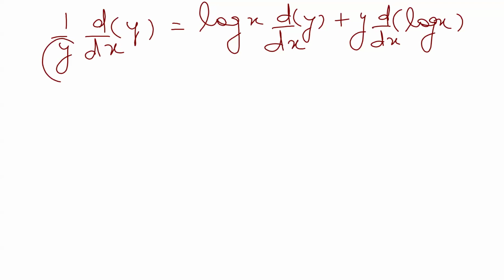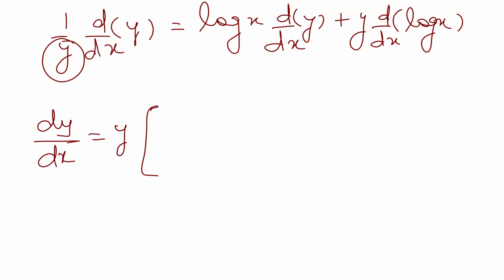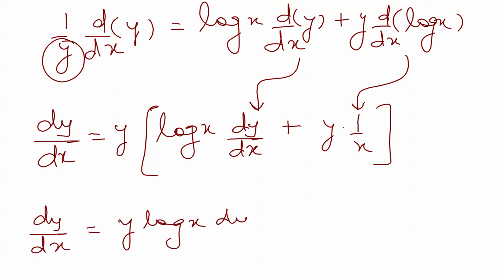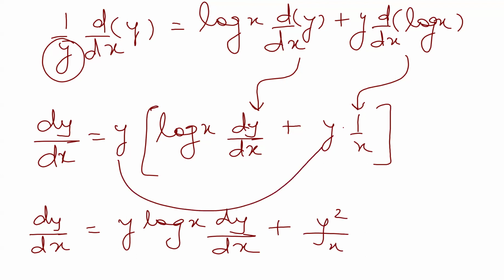This y we are supposed to shift to the right hand side. This is y log x dy by dx, and y into 1 upon x, since the derivative of log x is 1 upon x. Now within this bracket, you have to multiply y. So dy by dx is equal to y log x dy by dx plus y square upon x. Y into y will be y square upon x.